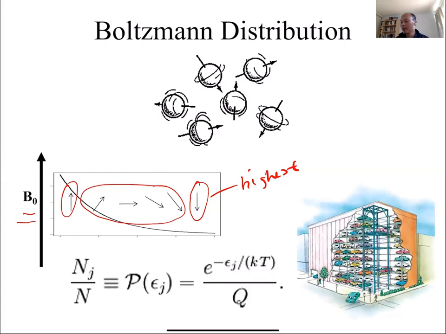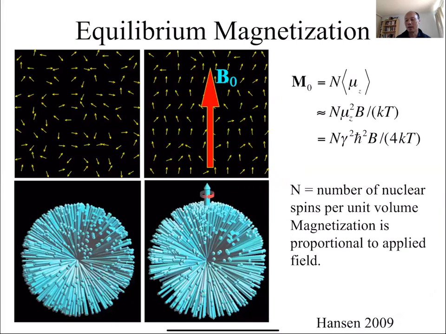So the bottom line is that without an applied magnetic field, any random orientation of the magnetic moments is okay.